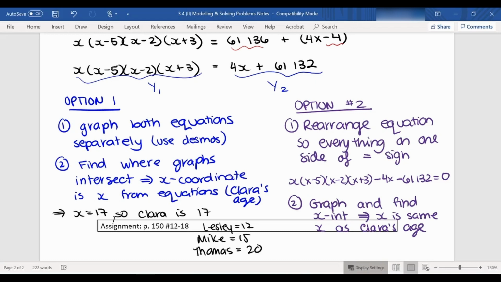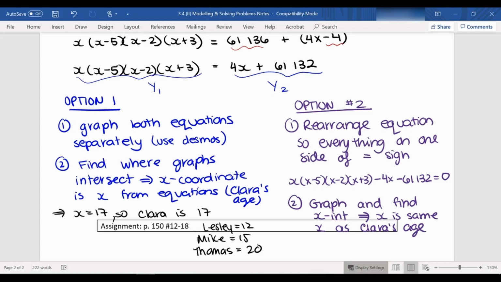So there's really two main options. Again, if you didn't have Desmos and you were doing this on a test, the question would say, describe how to find how old Clara is. So once you have this big, long equation in black here, you could describe either of these situations exactly how I have here. Graph both equations separately, find where they intersect, and your x is Clara's age. You just wouldn't have the stuff in black at the bottom. You wouldn't actually know that x is 17. The other option would be to actually rearrange the equation and say graph that and find the x-intercept.